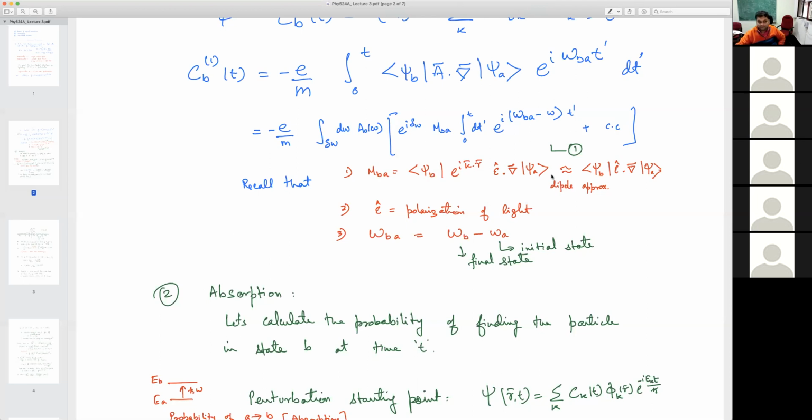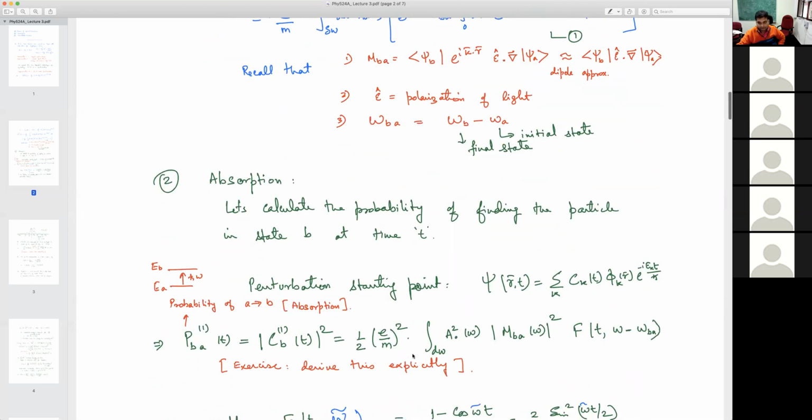Of course, two of these terms will turn out to be this, no? One of the terms will turn out to be this. You need to explicitly show that. The other term will come out to be the stimulated emission. You can show that. You should show that. Okay.